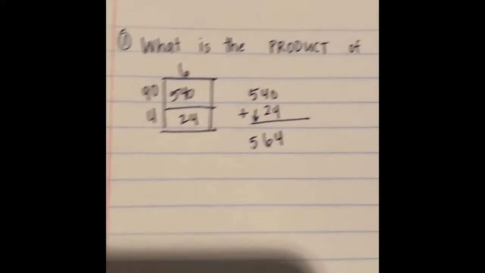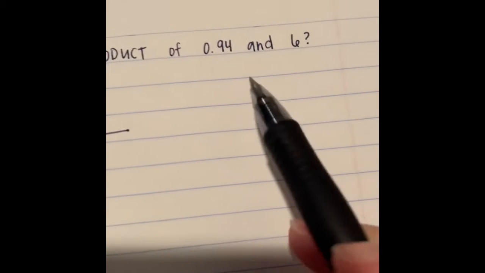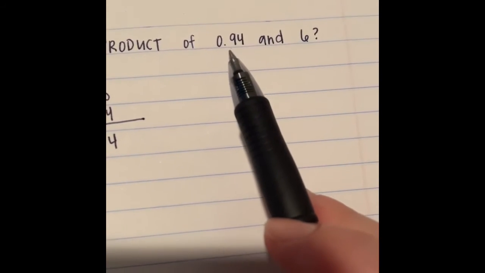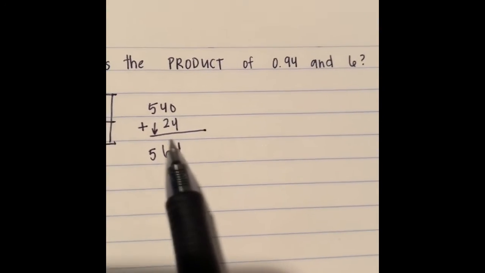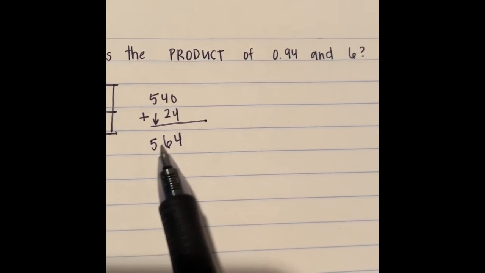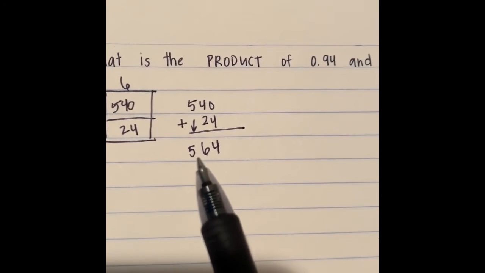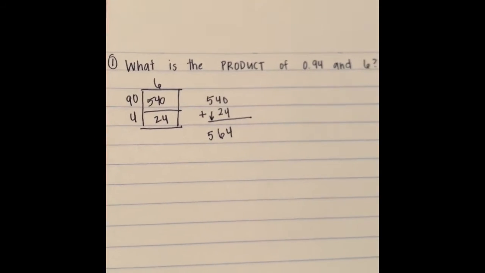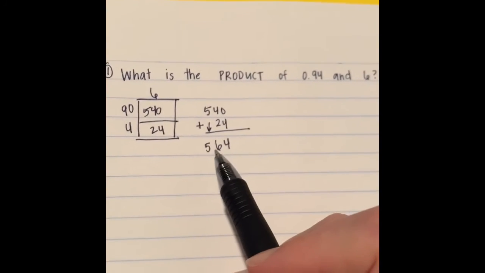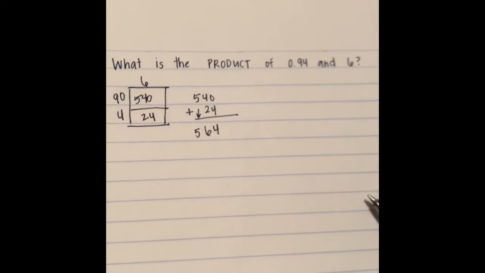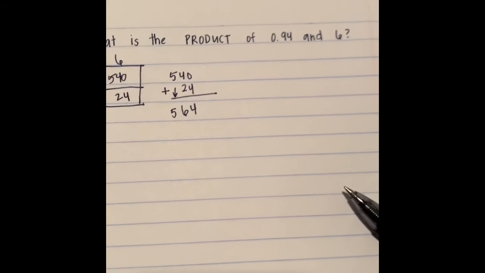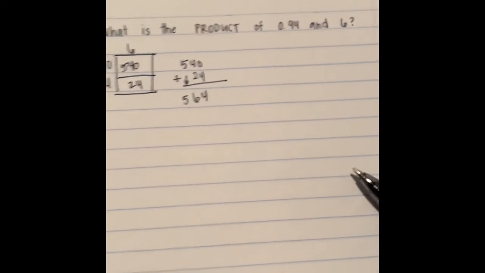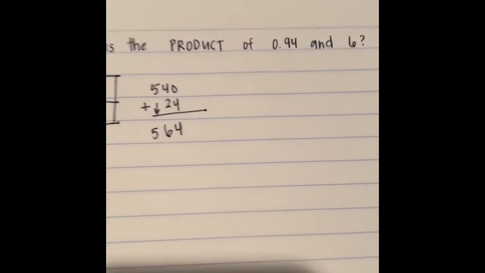So do you think that if you were to multiply 94 hundredths, which is less than one whole, by the number 6, your answer would be 564? If you think no, you are absolutely correct, because this is not our final answer. Remember what I said, now we have to add the decimal back in. In order to do this, we're going to count our swoops. If you don't remember what that means, I'm going to show you now.